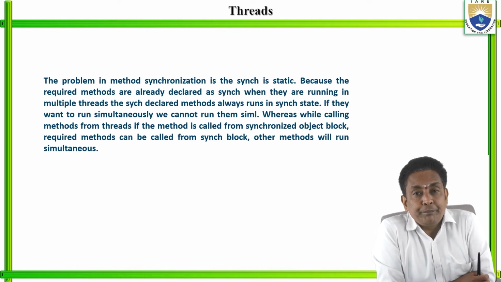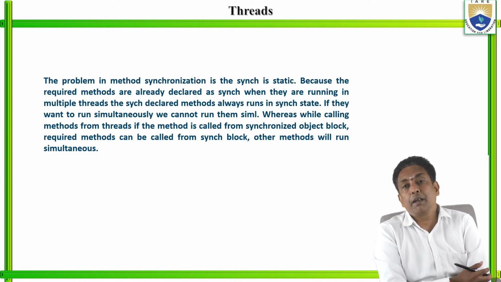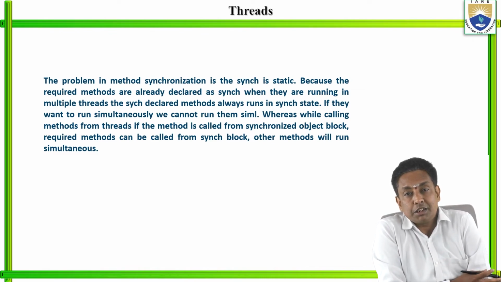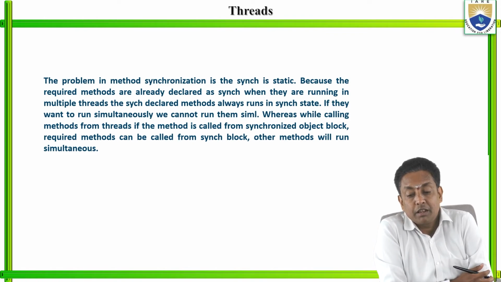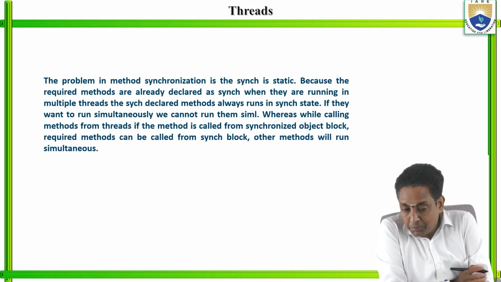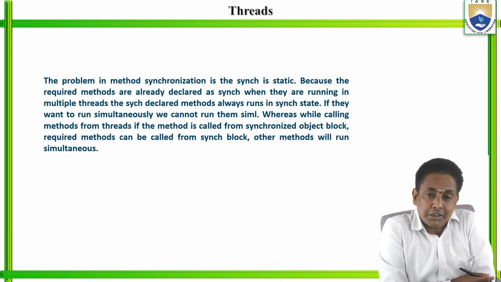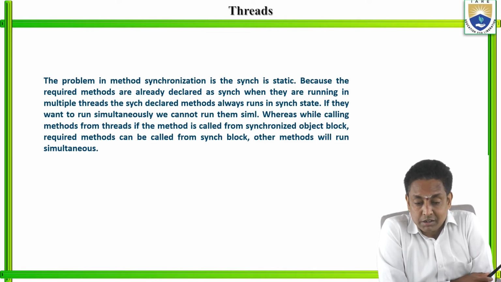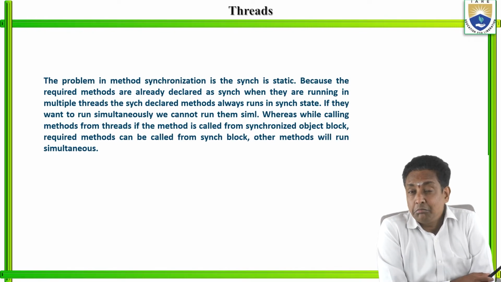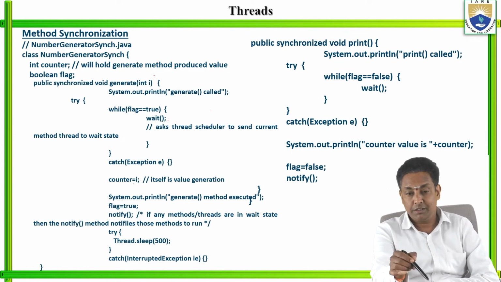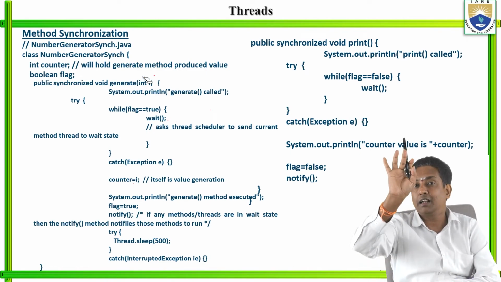Finally, I want to conclude this topic. The problem in method synchronization is that the synchronization is static. Why? This synchronization is static because methods are already declared as synchronized. Generate and print methods are already declared as synchronized.